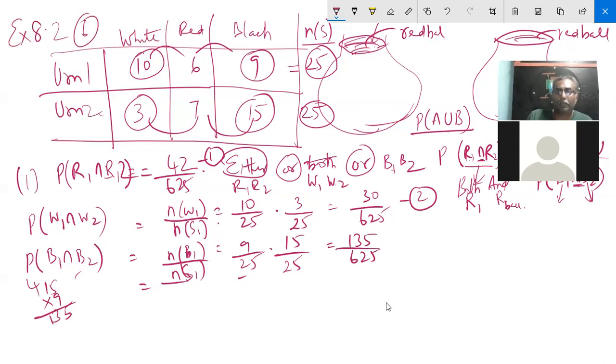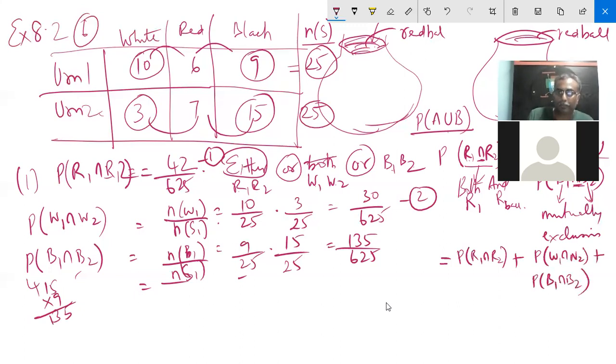Okay. Now what you have to do? I told you P of all these three union. Union means, I mean, they are mutually exclusive events. Okay. If you pick 2 balls are red, then automatically the 2 balls are not white. If you pick 2 balls are white, automatically the 2 balls are not black. So these 3 are mutually exclusive. Therefore, this is equal to P of R1 intersection R2 plus P of W1 intersection W2 plus P of B1 intersection B2. Okay, black 2.